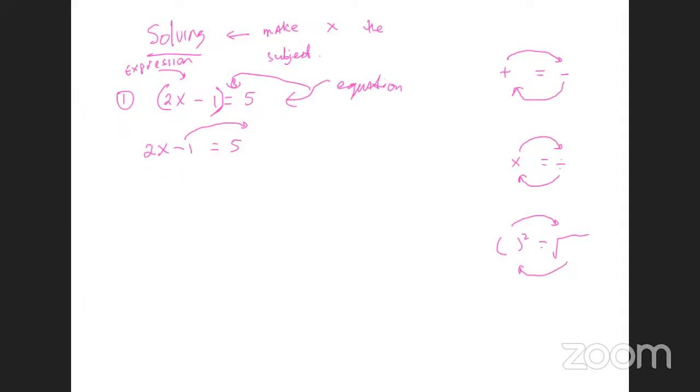So let's move the minus 1 across. We can't move the 2 first because the 2 is multiplied by the x. We can move the minus 1 first. When you move the minus 1 across the equal sign, it becomes plus. So that'll be 2x is equal to 6.